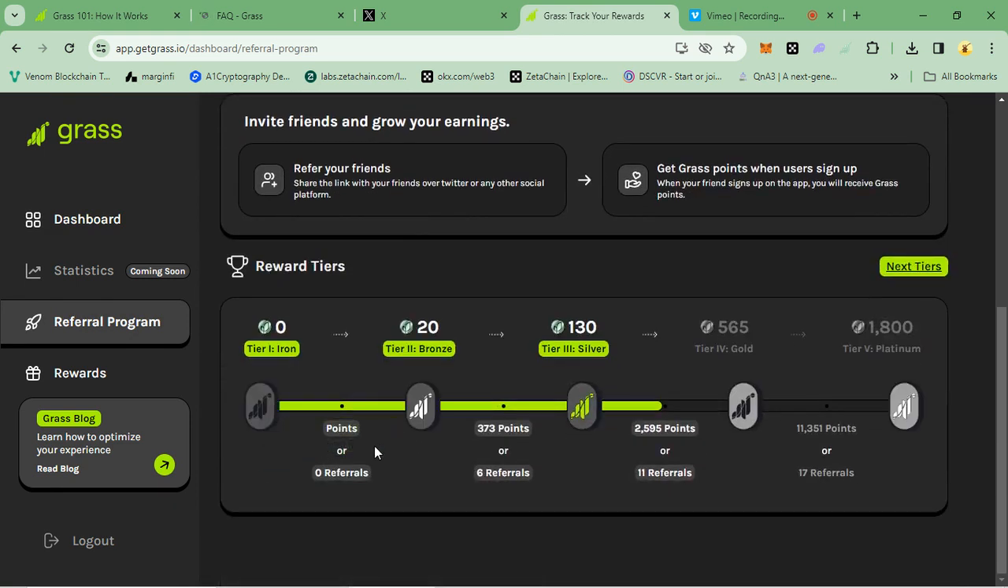Mind you, I have zero referrals to be honest with you, but I've been able to cross because I've earned 373 points of Grass, which I could have crossed earlier if I had 6 referrals. I'm currently at the point where 11 referrals is needed to cross, and I'm heading into tier 4 gold. I just crossed tier 3 silver and I'm heading into tier 4 gold.